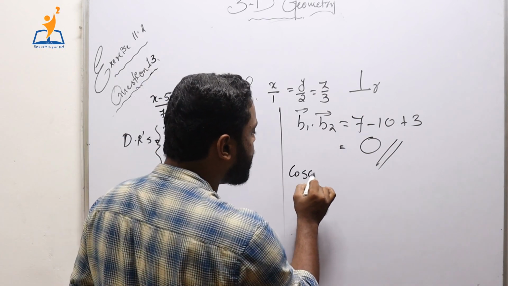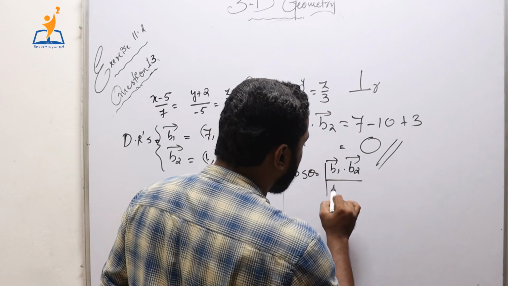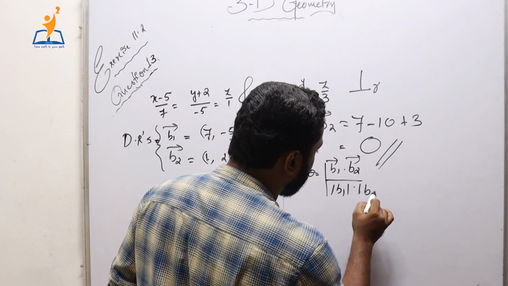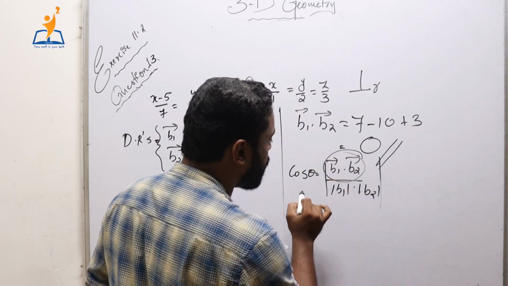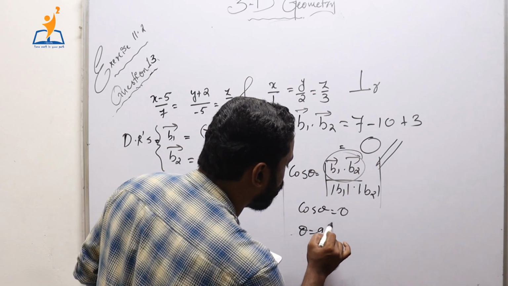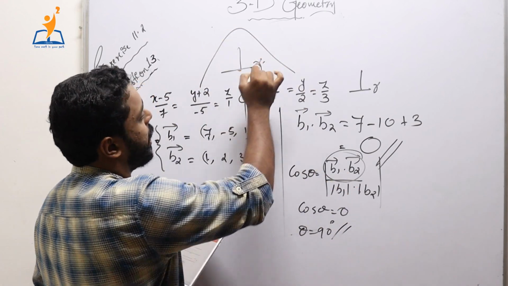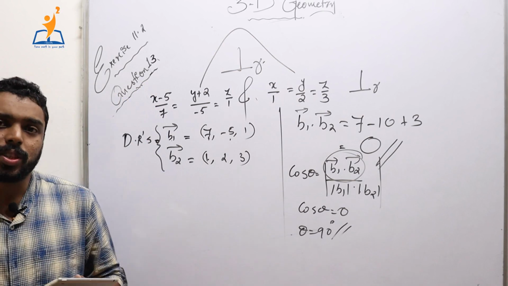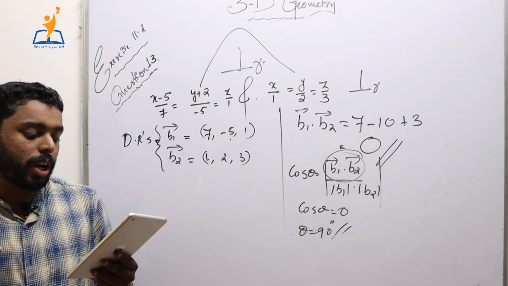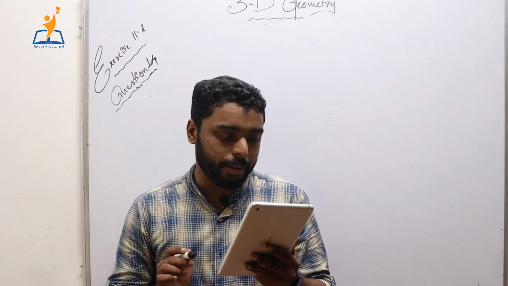See, cos theta is nothing but mod b1 dot b2 divided by mod b1 into mod b2. Since the numerator is equal to 0, cos theta is equal to 0, which means that theta is equal to 90 degrees, which means that these two lines are perpendicular. That's it. Question number 30, very simple question. We shall move to question number 14. Now coming on to question number 14.